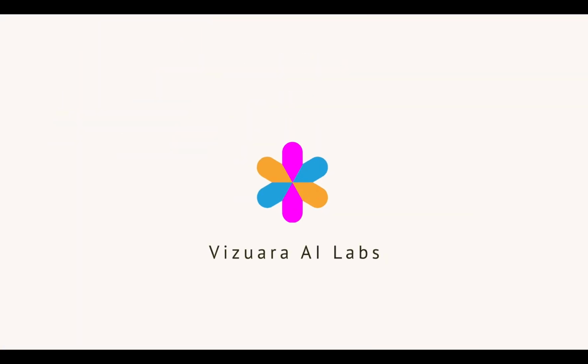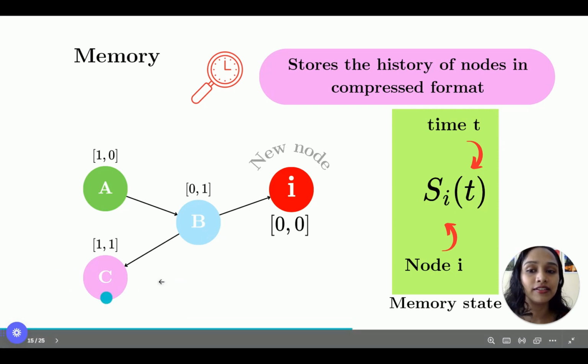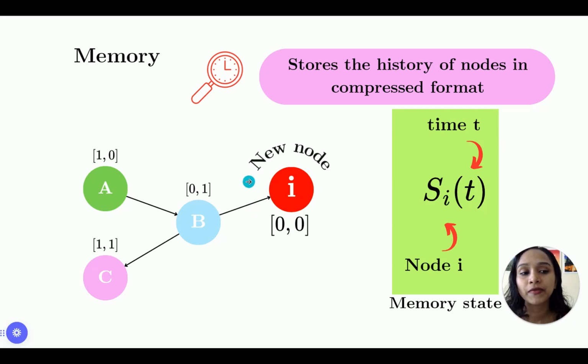The memory module of TGN stores the information or the history of all events that happened to a node. It stores the history of nodes in a compressed format. For example, here we have a graph with 3 nodes A, B and C with their feature vectors. Now a new node is introduced in this graph. When a new node is formed, it is considered a new event and it is initialized with a 0 vector.